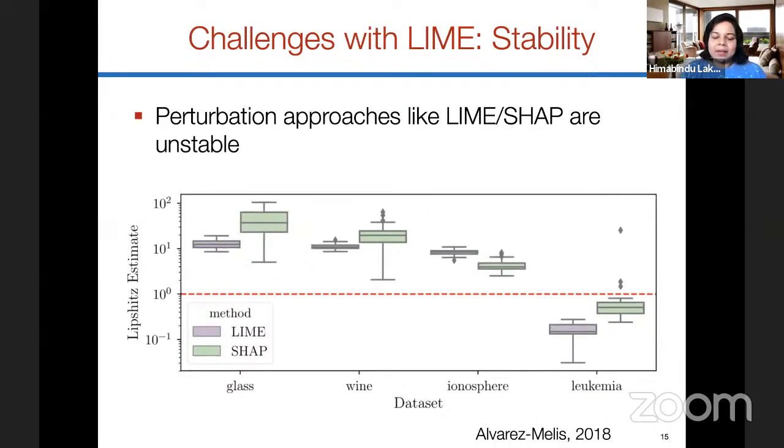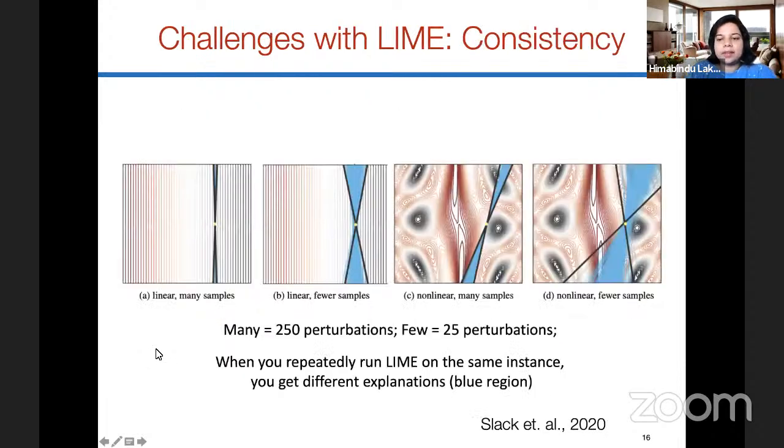And again, LIME and SHAP face problems here. If you look at this plot, they have plotted the local Lipschitz estimate. What this plot shows is that both these methods have pretty high values across multiple data sets, and that's not really desirable. Then we also found in one of our approaches that LIME is not just unstable, but it is also inconsistent. What do I mean by that?